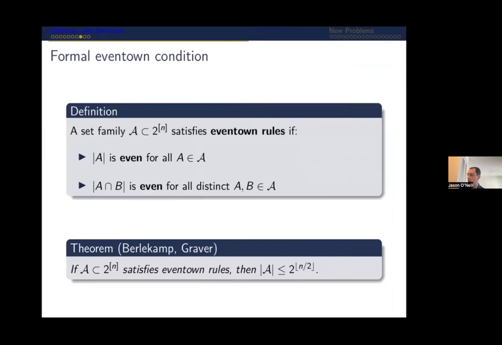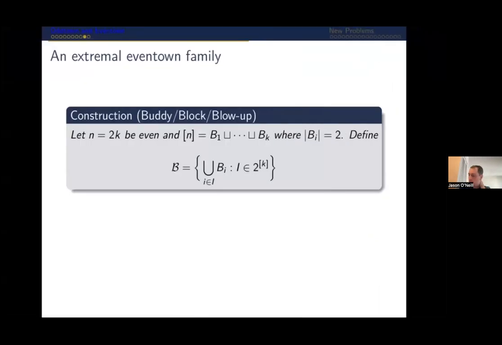In fact, it looks more like 2 to the n over 2. So if you have a collection of subsets that satisfies these two properties, then you're no larger than 2 to the n over 2. And in fact, this is actually possible to achieve. So that is best possible. So let's talk a bit about the construction.